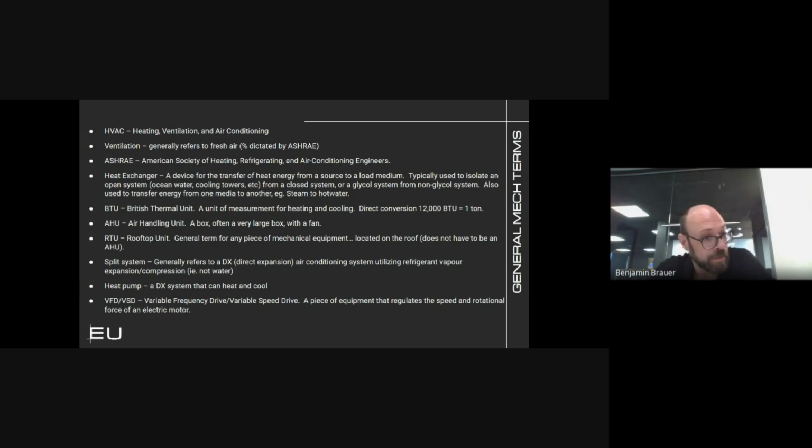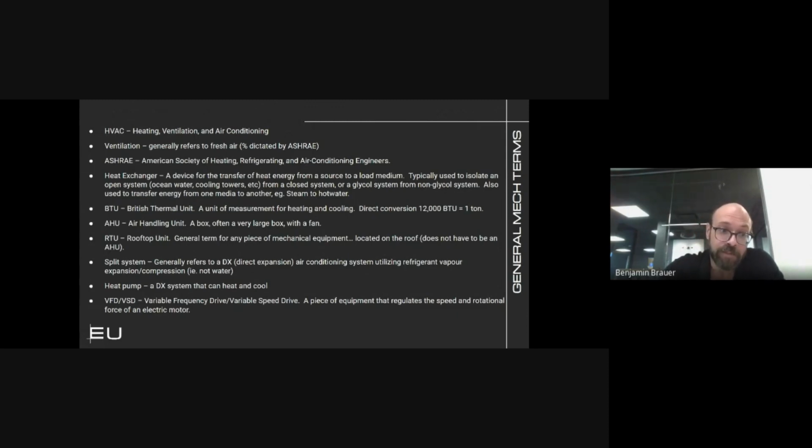AHUs are simply air handling units, a box, often a very large box with a fan. Rooftop units, any mechanical device or piece of equipment that's on a roof can be called a rooftop unit. Often rooftop units and air handling units are used interchangeably, but a rooftop unit could be a condensing unit, it could be a fan simply placed on the roof. Split system is generally referred to as DX, or direct expansion air conditioning system, which utilizes refrigerant, not water. Heat pumps is a split system or DX system that can heat and cool.